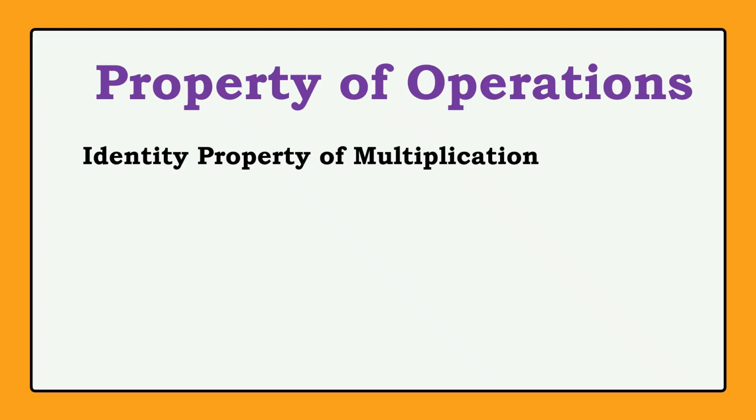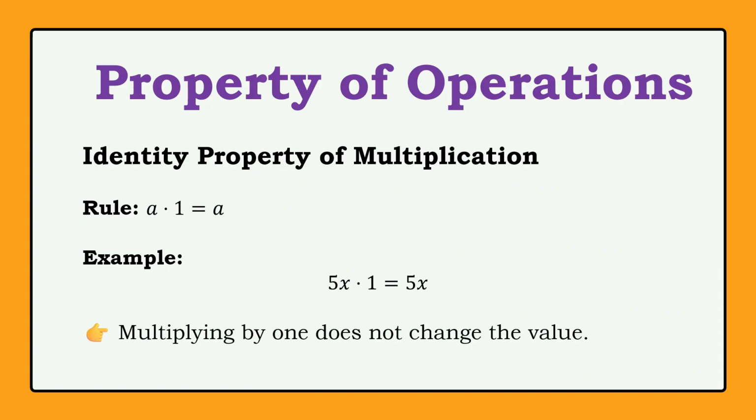Next, the identity property of multiplication. Do you know what the identity element of multiplication is? Yes, it is 1. This is our rule: A times 1 is equal to A. For example, 5x times 1 is equal to 5x. Multiplying by 1 does not change the value.